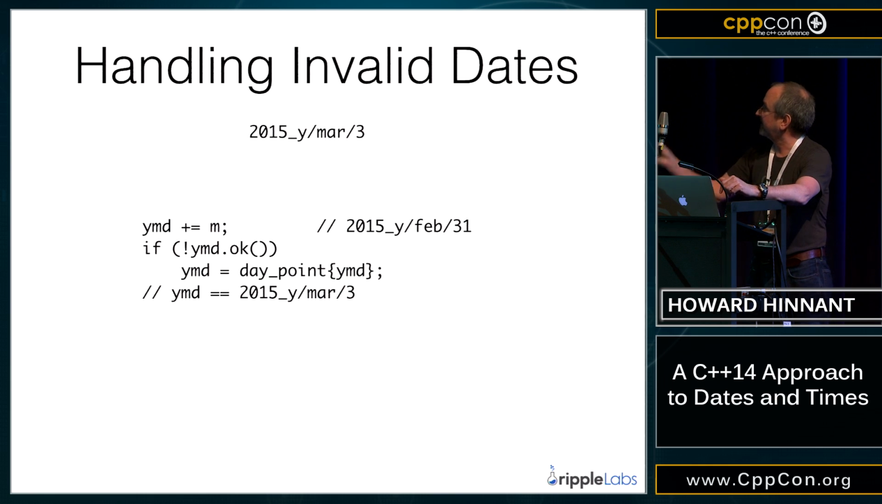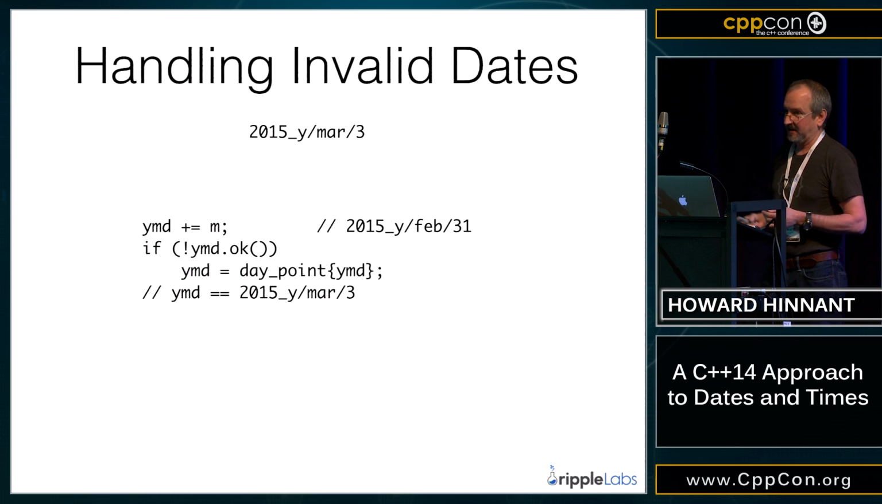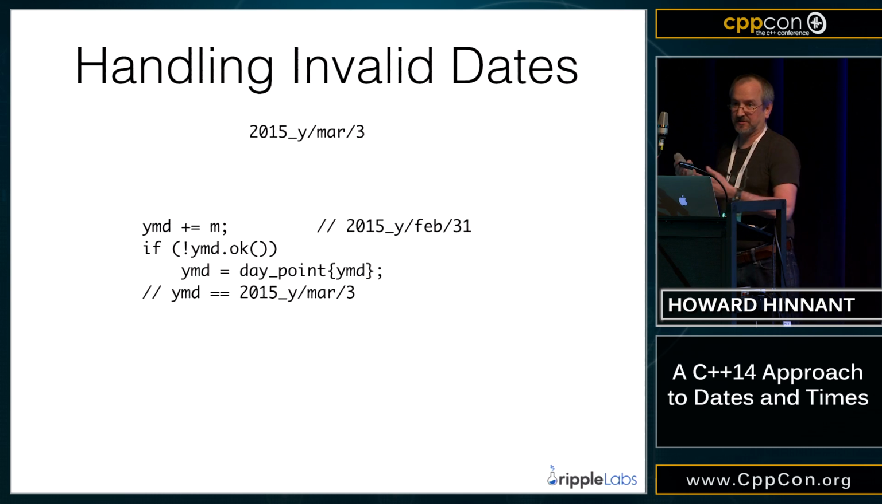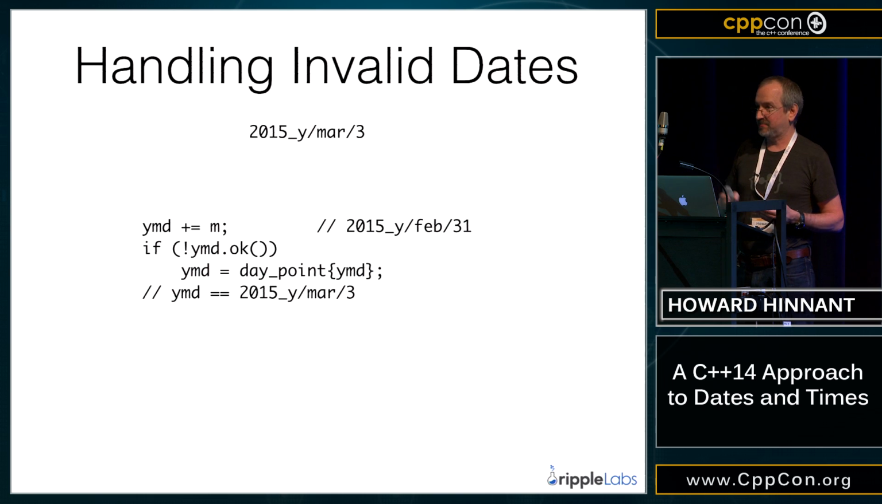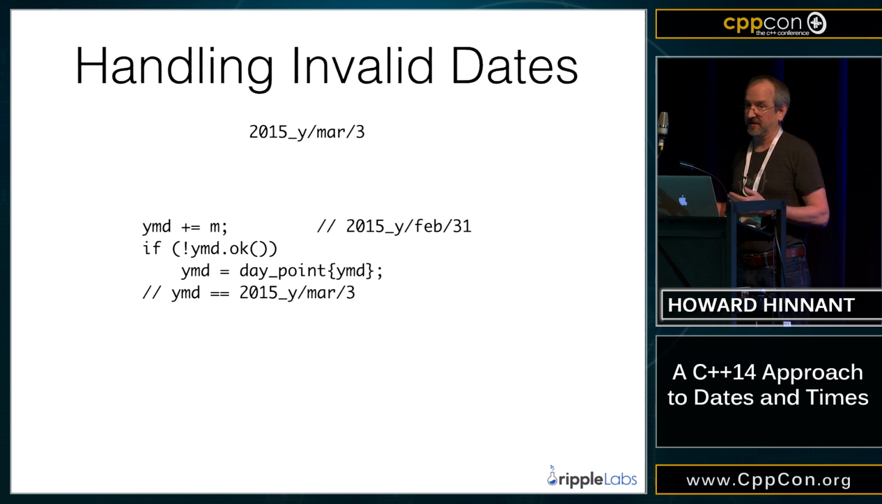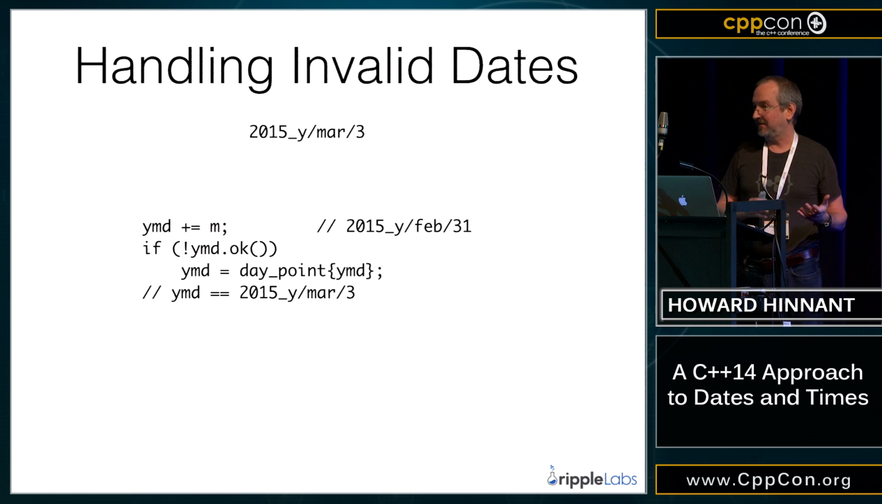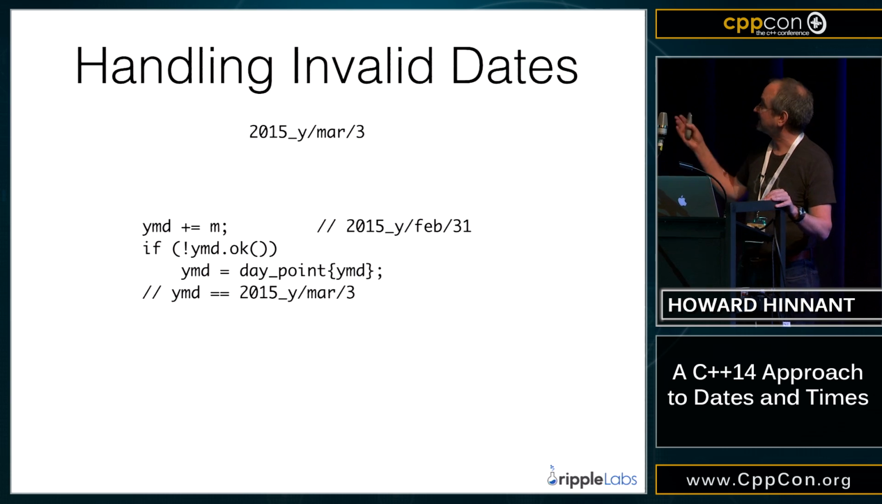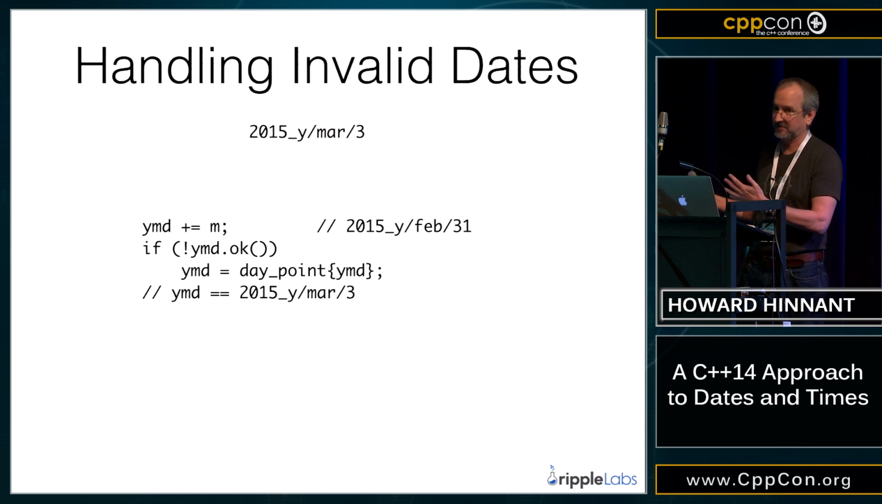You take your year, month, day, if it's not valid, you serialize it into this serial count of days called Daypoint. Now, every Daypoint is valid. It's just a count of days. It's just an integer under the hood. And when you deserialize that back into a year, month, day, you'll get a valid year, month, day. And in this case, if you jump from February 31st, 2015, that will convert into March 3rd.